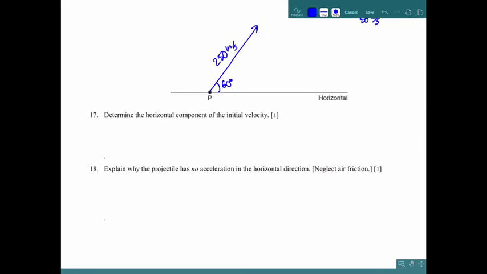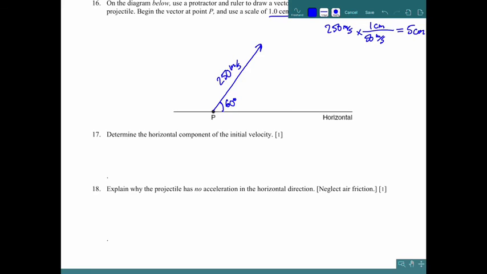17. Determine the horizontal component of the initial velocity. So the horizontal component would be that which is going in the horizontal direction. So we know that it's going to be 250 meters per second times the cosine of 60 degrees. That's how fast it's going in the horizontal direction. So it's 125 meters per second.